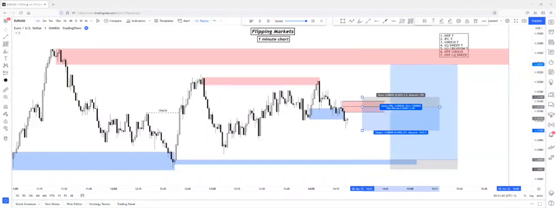Sorry, can you see my screen still? Yeah, just keep going. Yeah.